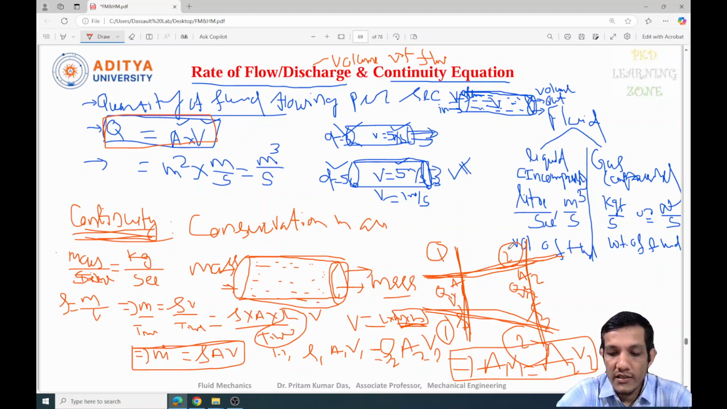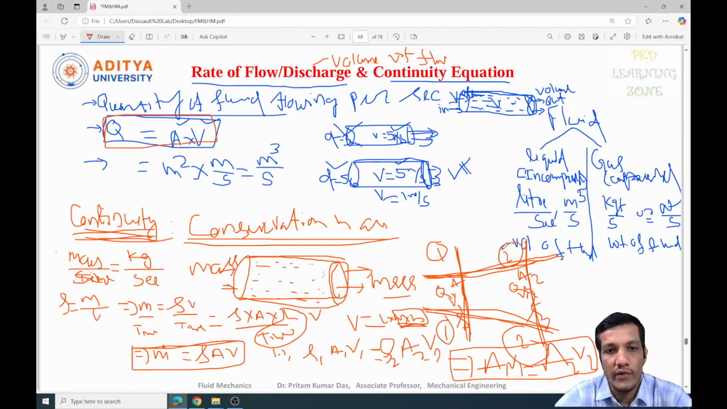So this is the derivation of the continuity equation, which is also known as the principle of conservation of mass. I hope you understand how to derive the continuity equation, and what the rate of flow and discharge are. Keep in mind that discharge talks about the volume of flow, while the continuity equation or conservation of mass talks about the mass of fluid flowing per unit time.